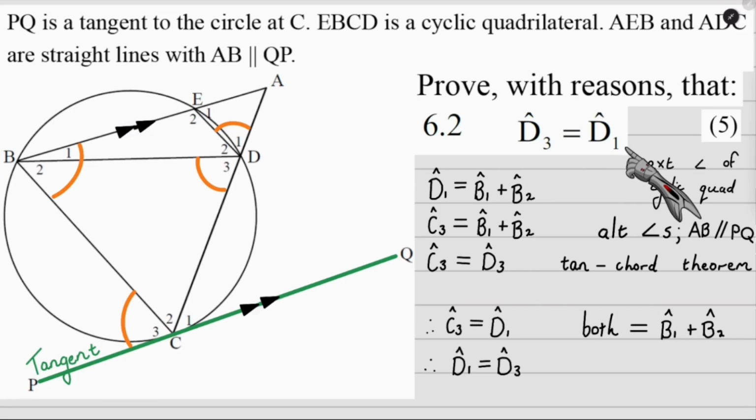So let's have a look where the 5 marks come from. First mark comes from your statement. Second mark comes for your reason with the exterior angle of cyclic quad. The third mark comes from the statement and reason with the alternating angles. And then the fourth and fifth marks come from the tan chord theorem with its statement and reason.